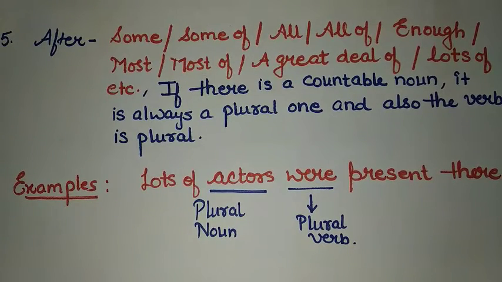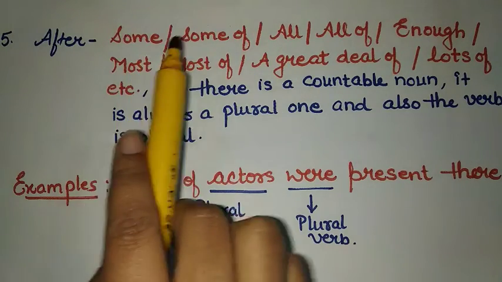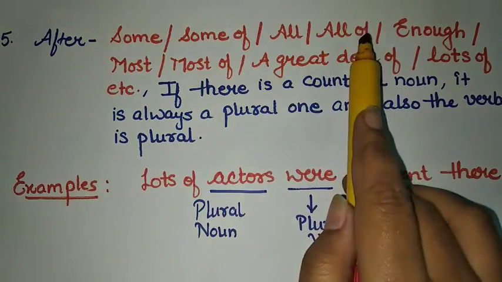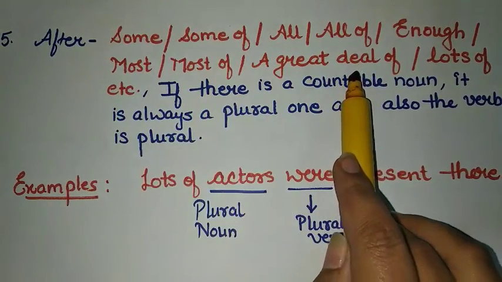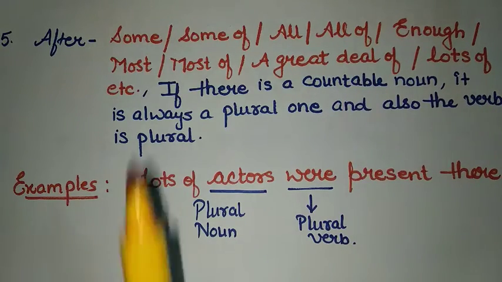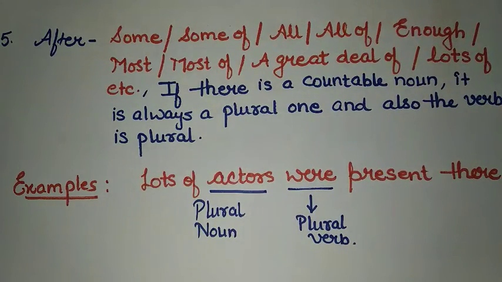And the next rule and the last rule for today is, after words like some of, all of, enough, most of, a great deal of, and lots of, means all such words, if there is a countable noun, it is always a plural one. And also the verb is plural. See the example and try to understand this. See, lots of actors. Of course, actors is a plural noun. Were, again a plural verb.